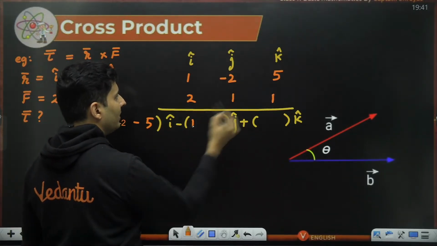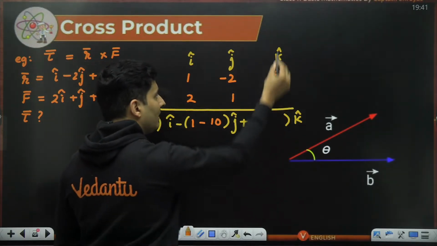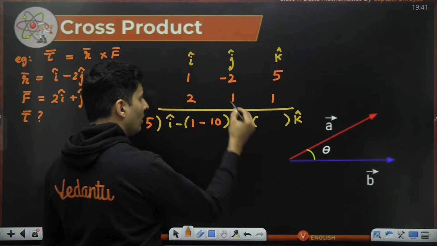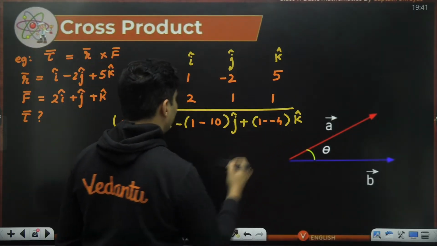For j, forget this column, forget this row. 1 into 1 is 1. 5 into 2 is basically 10. So, put a minus sign. For k cap, forget this column, forget this row. 1 into 1 is 1. Minus 2 into 2 is minus 4, and put a minus sign over here.